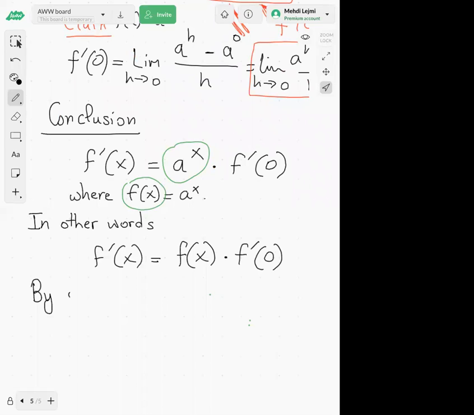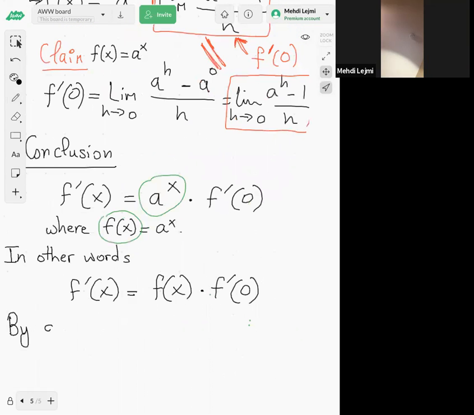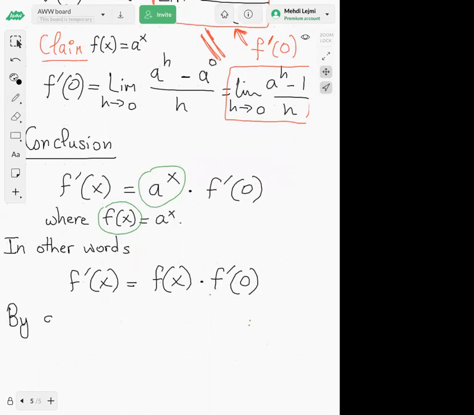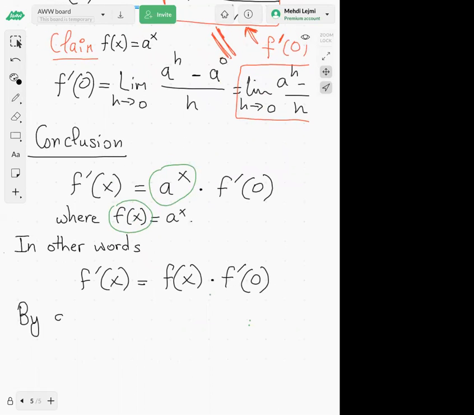Yes, can you move a little bit to the left? Yeah, like this. Yeah, that's fine. Sure.